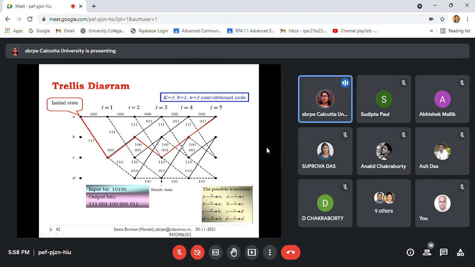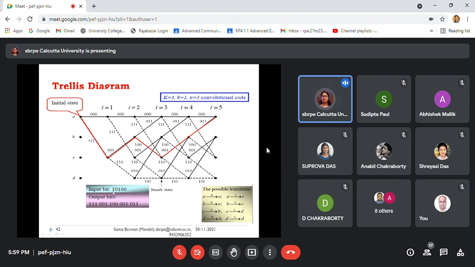Now, suppose your question is that input bits are given to you. These are the string of inputs coming to the sequential encoder. Now, what should be the encoded output? How can you obtain the encoded output? You can obtain the encoded output from the trellis diagram. Initially always 0, 0. Now input 1 is coming.